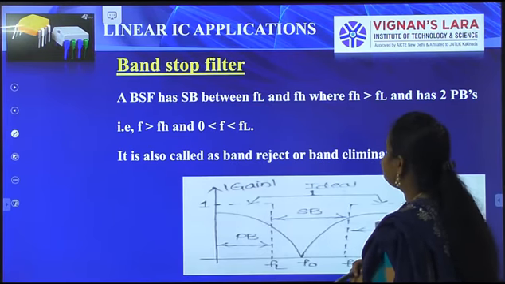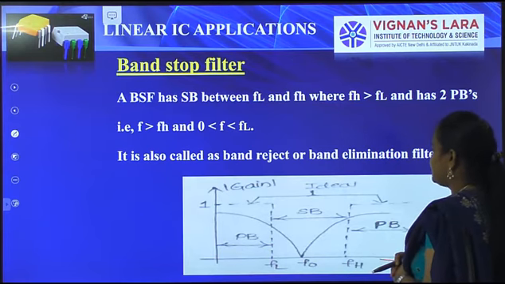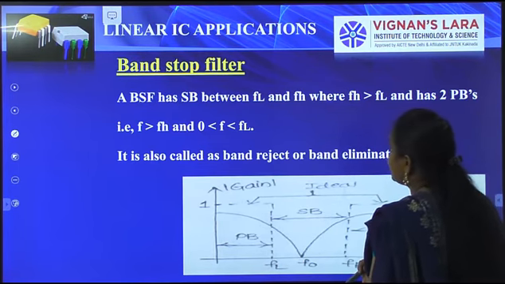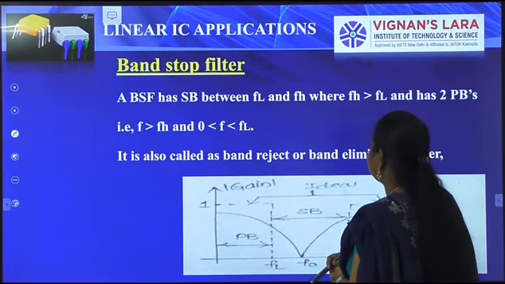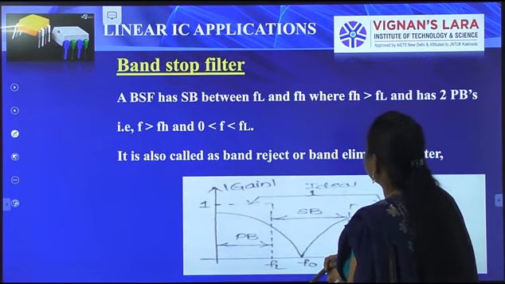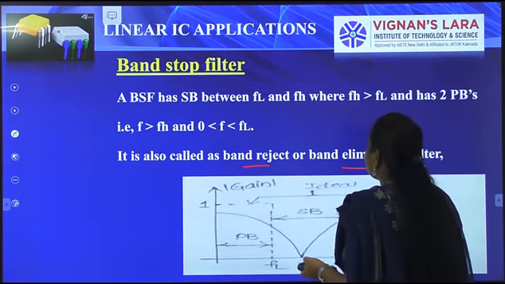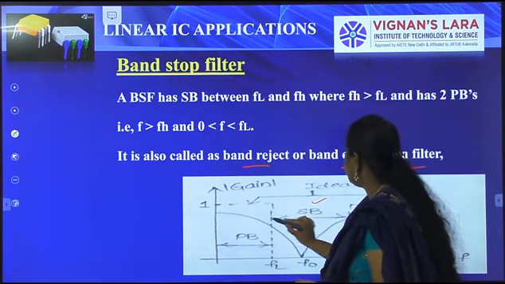So next one is the band stop filter. It is also called a band reject or band elimination filter. It is also called a notch filter. A band stop filter has a stop band between FL and FH, where FH is greater than FL, and has two pass bands, that means F is greater than FH and 0 is less than F less than FL. It is also called a band reject or band elimination filter or band notch filter. Here one SB and two PBs.